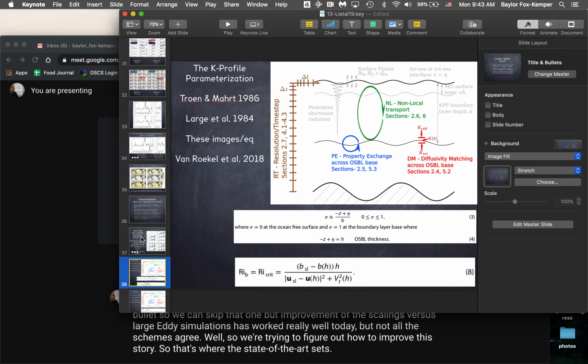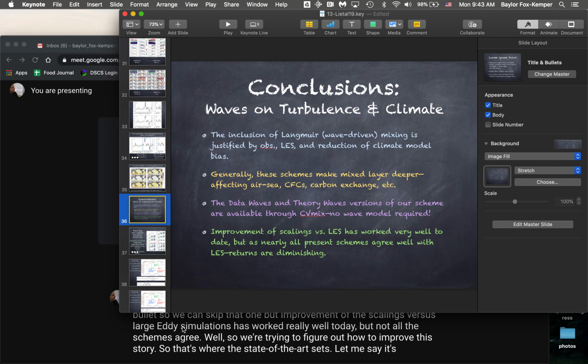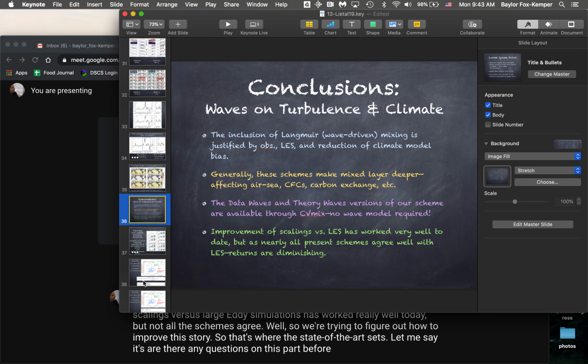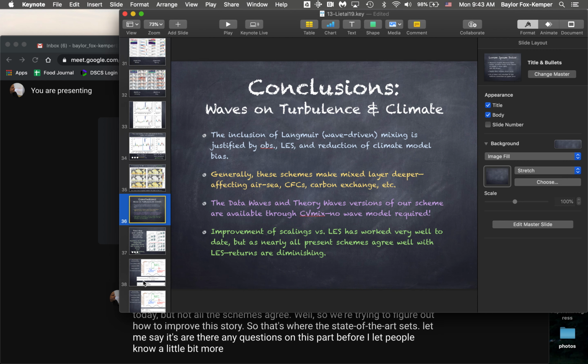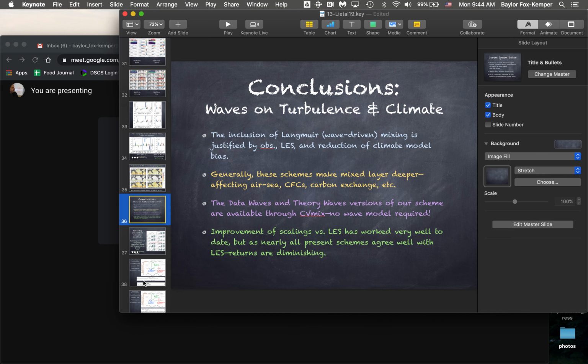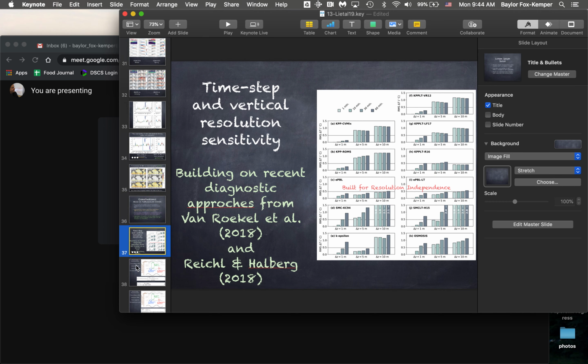So are there any questions on this part before I let people know a little bit more about how these schemes work? Okay, let's take a look then.